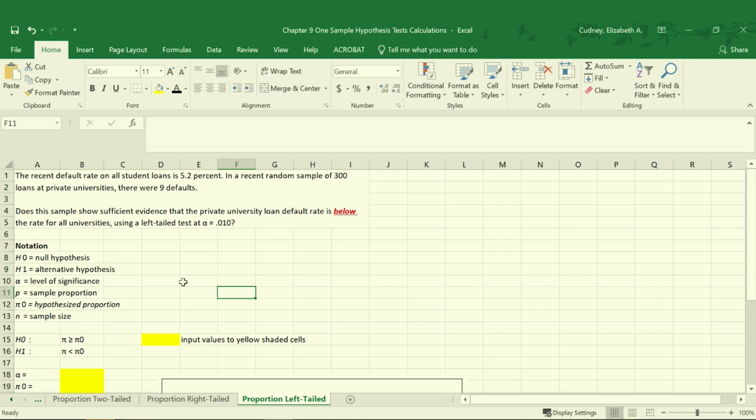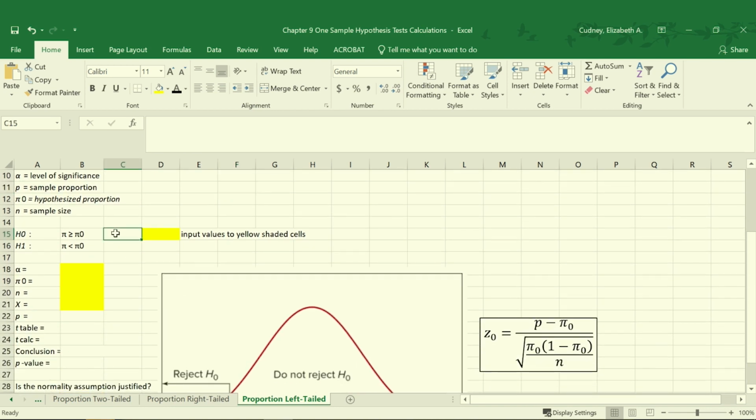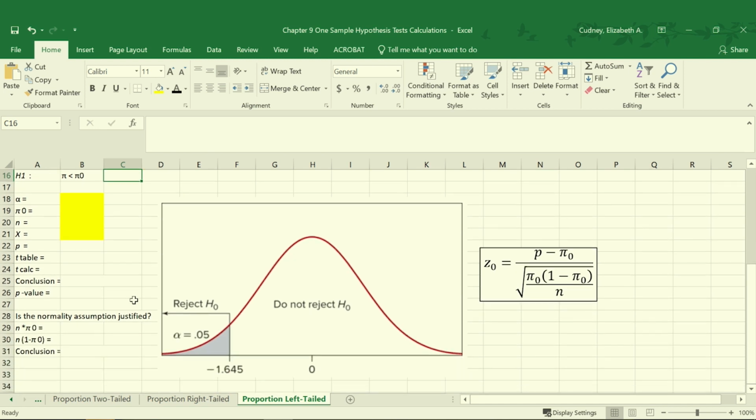Since we're doing a left-tailed test for proportions, we're going to set up our null hypothesis as pi is greater than or equal to pi naught, and our alternative hypothesis would be that pi is less than pi naught. Given the information that we have so far, our alpha value is 0.01, pi naught is 5.2% or 0.052. Our value for n is 300. Our value for x was 9.